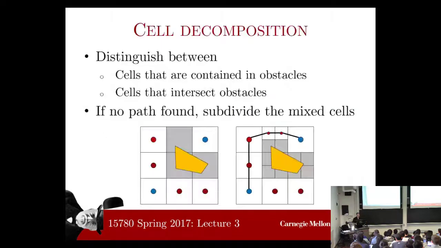So to deal with this problem, we'll use this idea of cell decomposition, also a very simple idea. We'll distinguish between cells that are completely contained in obstacles and cells that only intersect obstacles. If we couldn't find a path, we subdivide the mixed cells, let's say into 4 smaller cells. So in this example, if we can't go beyond this 3x3 grid, initially there's no path between the blue points. But when I subdivide the blocked cell, I get small cells and then I can find the path.